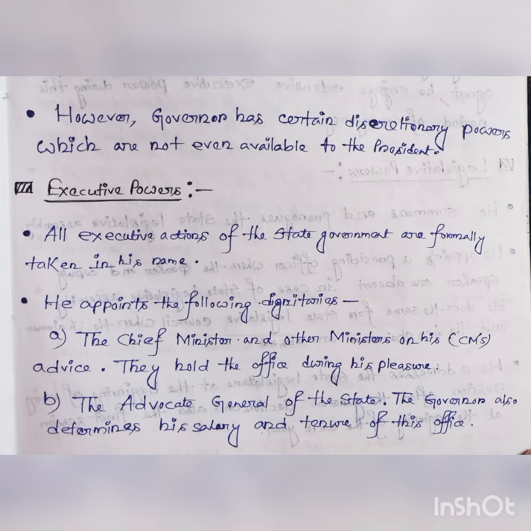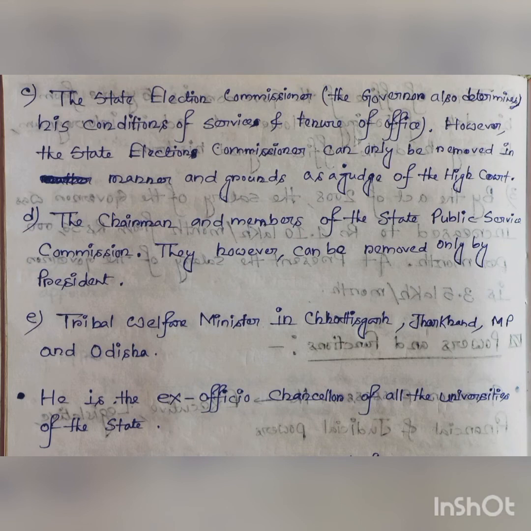Next, executive power of the Governor. All the executive actions of the state government are formally taken in his name. He appoints the following dignitaries: Number 1, the Chief Minister, and the Ministers on the Chief Minister's advice. They hold the office during his pleasure. Number 2, the Advocate General of the state. The Governor also determines his salary and tenure of office. Number 3, the State Election Commissioner. The Governor also determines his conditions of service and tenure of office.